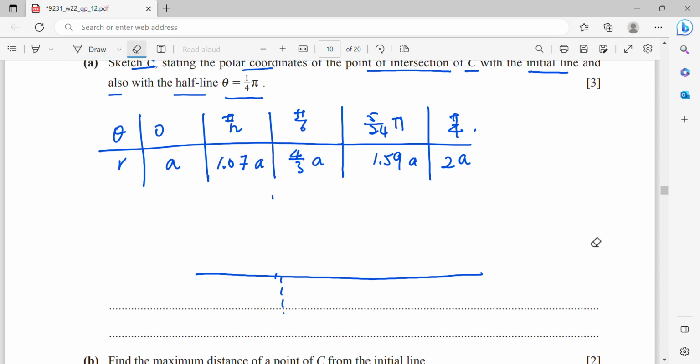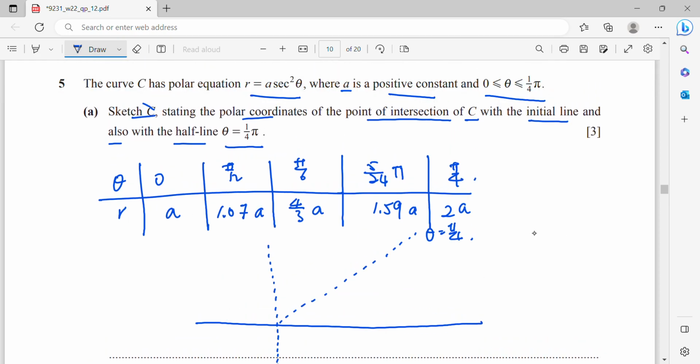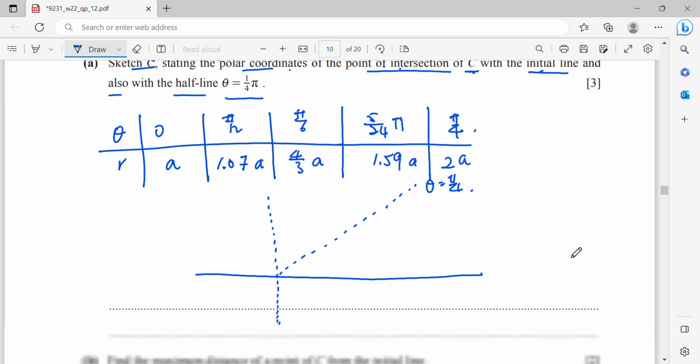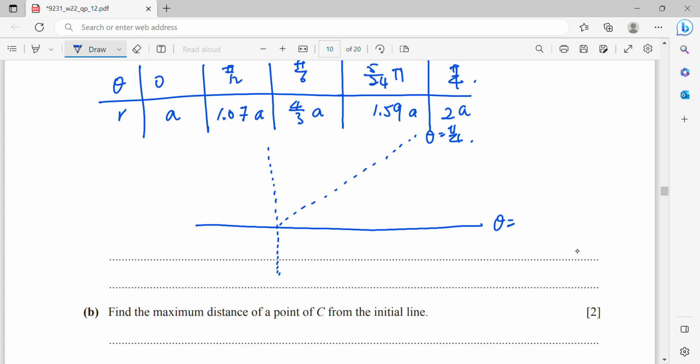So you need to use the ruler and protractor. So let's say pi over 4 is here. Right, you need to state the polar coordinates of the points of intersection of C with the initial line and also the half line. So this is pi over 4. And then this is theta equals 0.